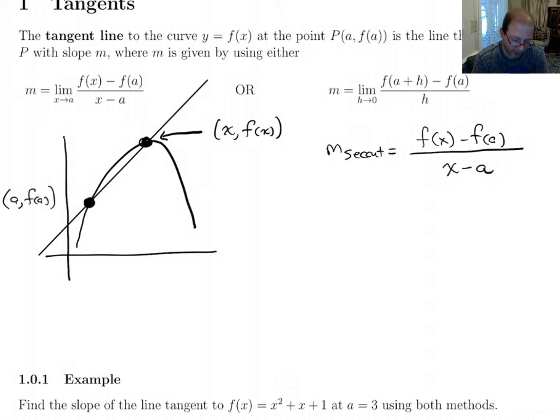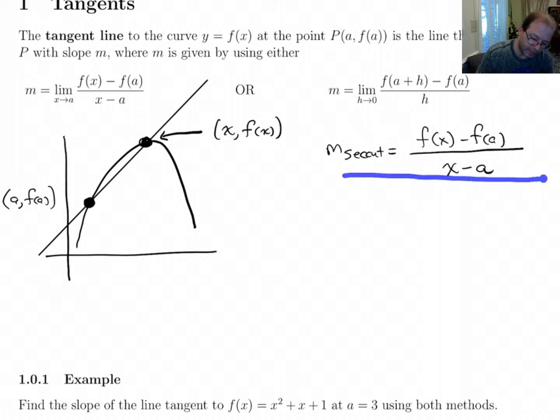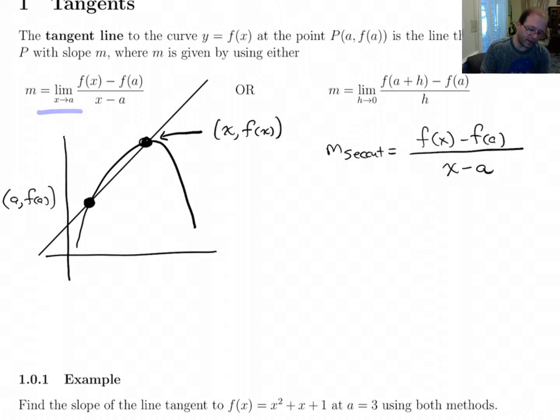So we get this formula here. And the way we get the tangent is by moving this point back close to this point. If we do that, x approaches a, which is what we're looking at there. So this gives us the slope of the secant, and when we take the limit, that gives us the slope of the tangent.